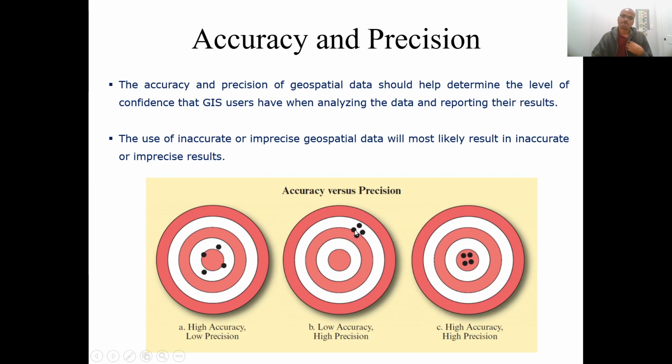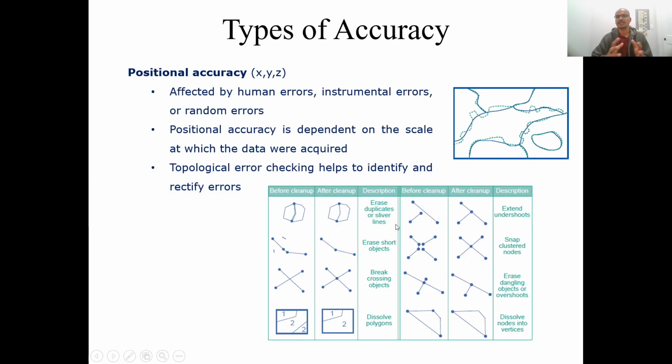Here the data is highly precise. All the data you entered are related to each other and the uncertainty is very low, but it is not accurate. It should be here. And this is the right data set with proper data quality, where you have precision as well as accuracy. So GIS databases should have both accuracy and precision, without which any decision you take or any analysis you do may not be accurate.